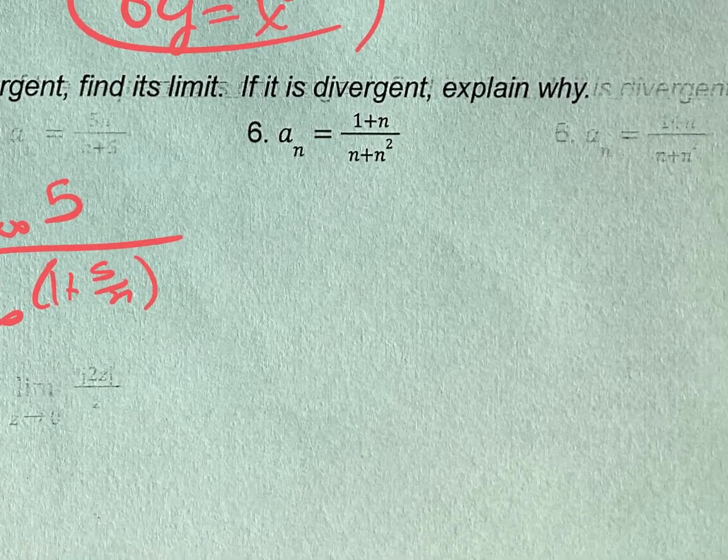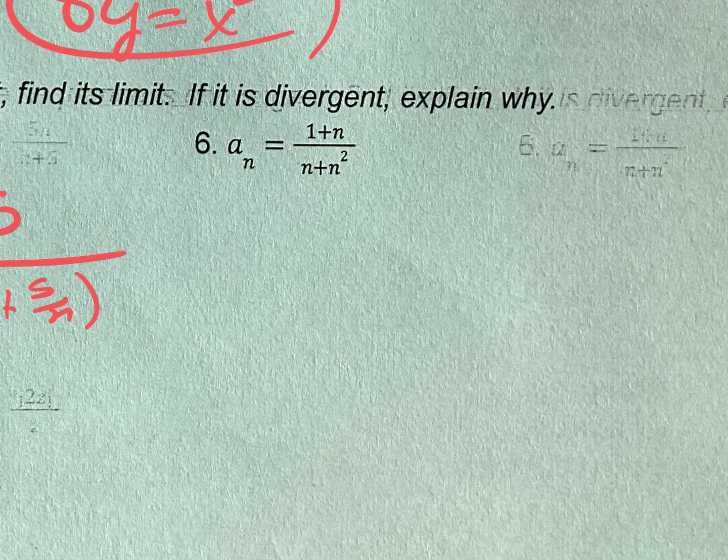Number 6 is also convergent because it has a horizontal asymptote. The bottom degree is bigger than the top. So I'm going to do the same deal. The limit as n goes to infinity of 1 over n squared plus n over n squared, plus n squared over n squared. It's a bunch of n's.